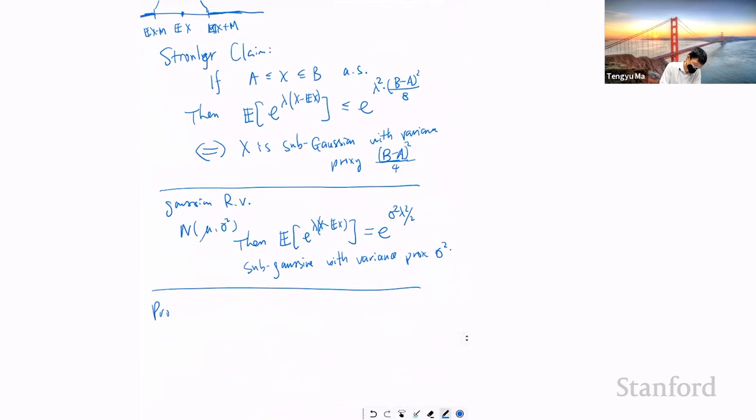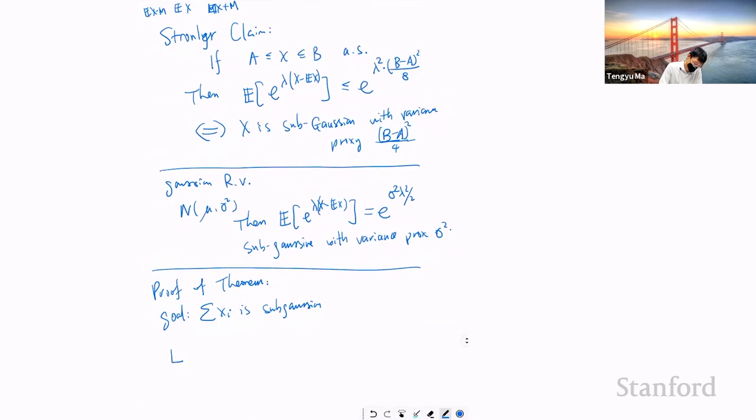So, proof of theorem. Our goal is to show that the sum of xi is sub-Gaussian, right? This is the goal. So we just use the definition. We start with the definition. The definition is that if you want to prove it to be sub-Gaussian, you need to look at the moment generating function.